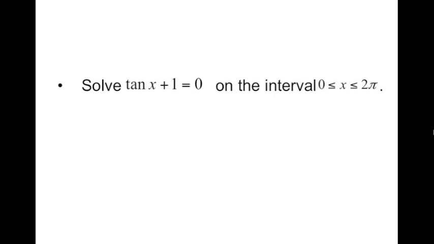So when it's all the way around, you don't want to do the 2 pi. When it says on the interval of, then we don't want to do the plus 2 pi n. If it just says solve, then we want to do it.